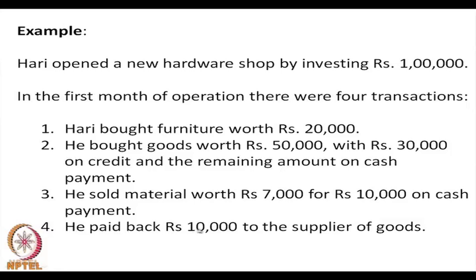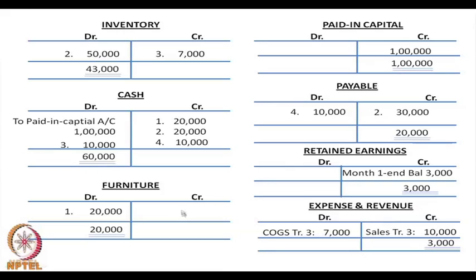He paid back rupees 10,000 to the supplier of goods. So, he paid back 10,000 rupees. So, cash position comes down, 10,000 rupees is credited therefore to cash, but at the same time his accounts payable has also gone down. Accounts payable was 30,000, he had bought goods worth rupees 30,000 some time ago without making payment.